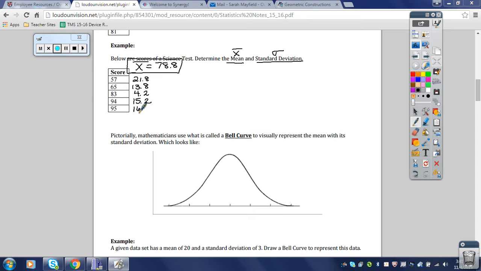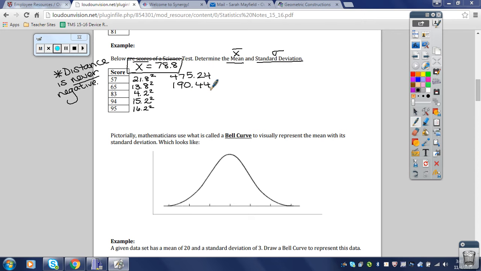This one's 16.2. We write a note: distance is never negative. Okay? So from here, I'm now going to square all of these numbers. 21.8 squared, you get 475.24. 13.8 squared, you get 190.44.